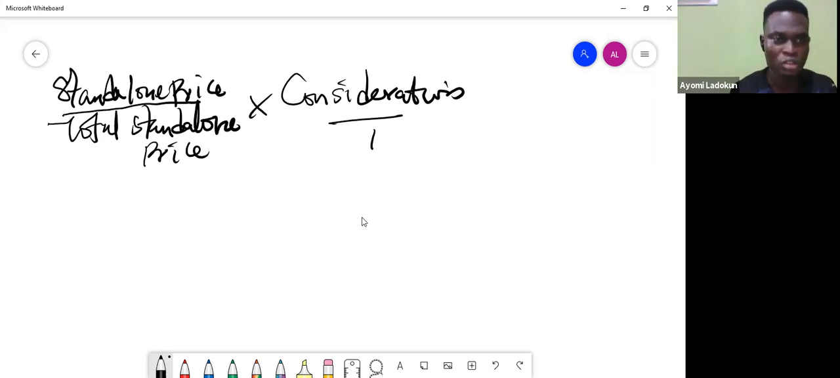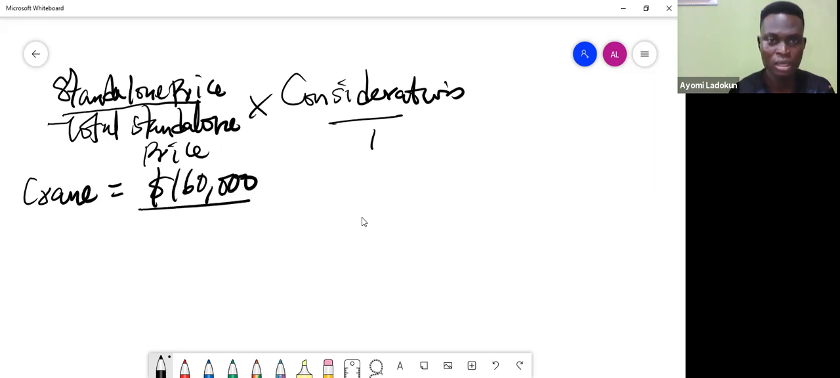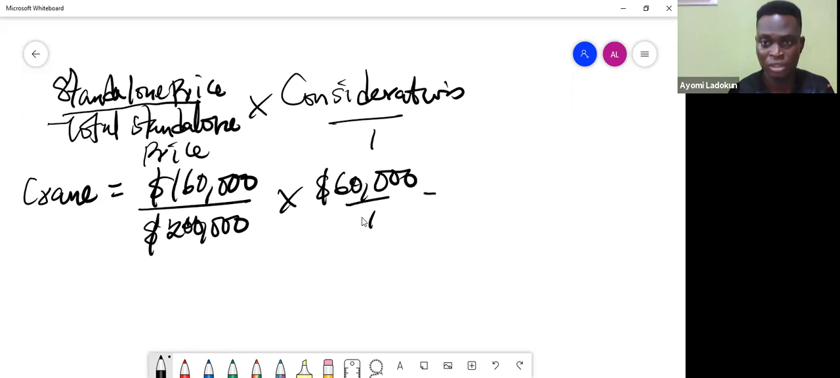So here we have the crane. If you remember that question, what is the standalone price for the crane? I think it is 160. Then what is the total standalone for the two of them? If you add it together, it should give you 200,000. Then multiply by 60,000, that's the consideration. So if you press your calculator, 160 divide 200 multiplied by 60, I have 48.